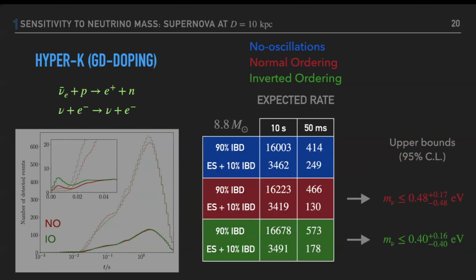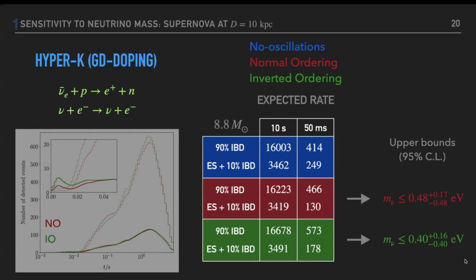We repeated the same analysis, now assuming the Hyper-Kamiokande detector. So now we have two different interaction channels. The main one is inverse beta decay, which is the dominant one, and you can see that from both the plot as well as the numbers reported in the table. But we also have the elastic scattering of all flavor neutrinos with electrons, which can give us some hints of the presence of the neutronization peak, due to the fact that this channel is sensitive to the electron component of the supernova neutrino flux.